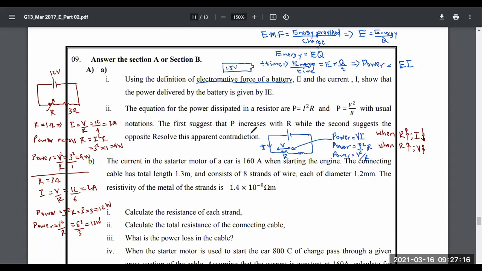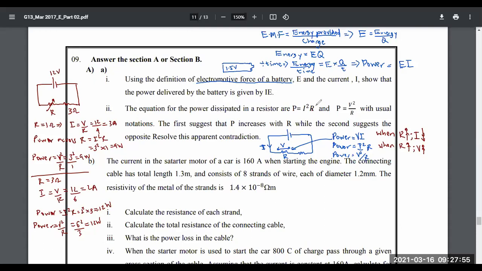So how are we going to explain this in the answer? It's like this, guys. This is how you have to explain. Power is equal to I squared R, power is equal to V squared over R. Now in this one it looks like power is directly proportional to R. In this one it looks like power is inversely proportional to R. No, the case is, you have to say, when R changes, I changes accordingly. When R changes, V changes accordingly.